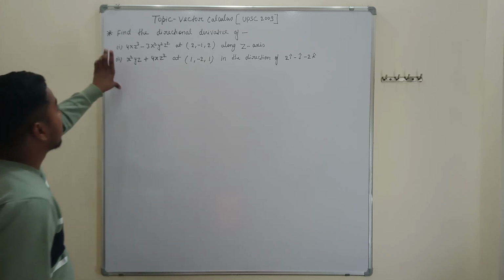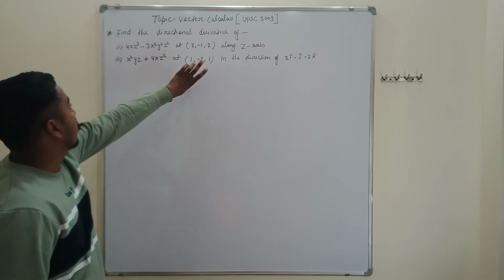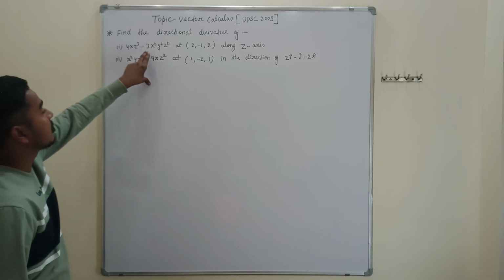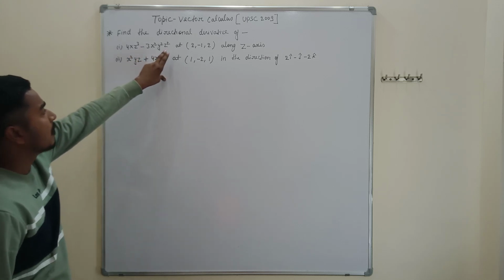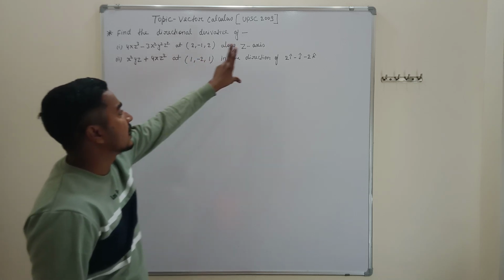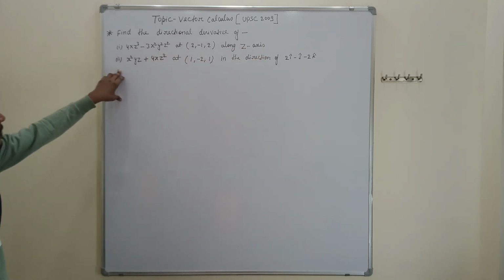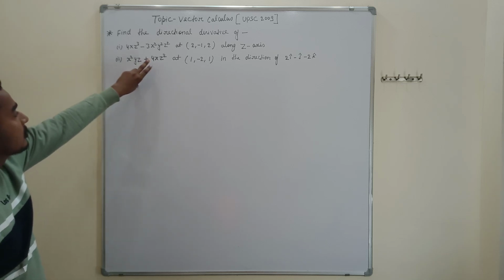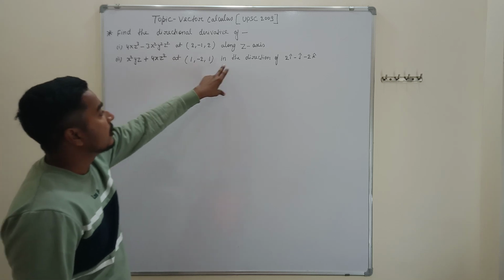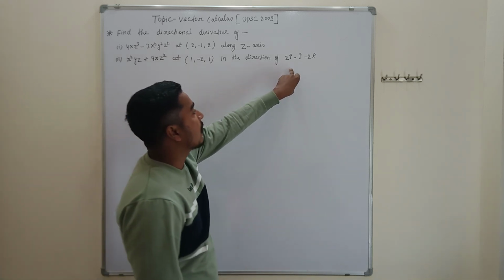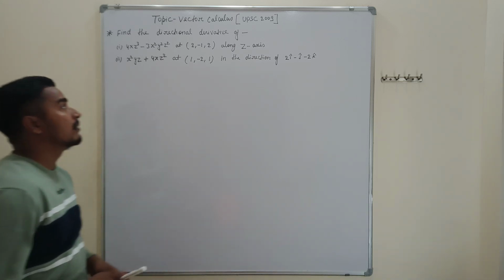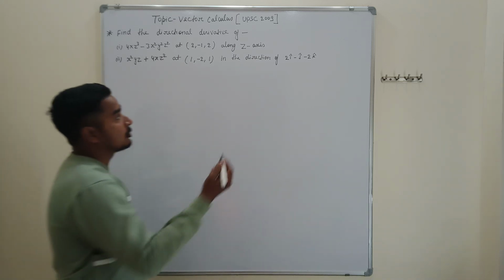In the question, find the directional derivatives of the first, given by 4xz³ − 3x²y²z² at (2, −1, 2) along the z axis, and the second, given by x²yz + 4xz² at (1, −2, 1) in the direction of the given vector 2i − j − 2k. Let's solve the problem. This question is for 12 marks, UPSC 2009.